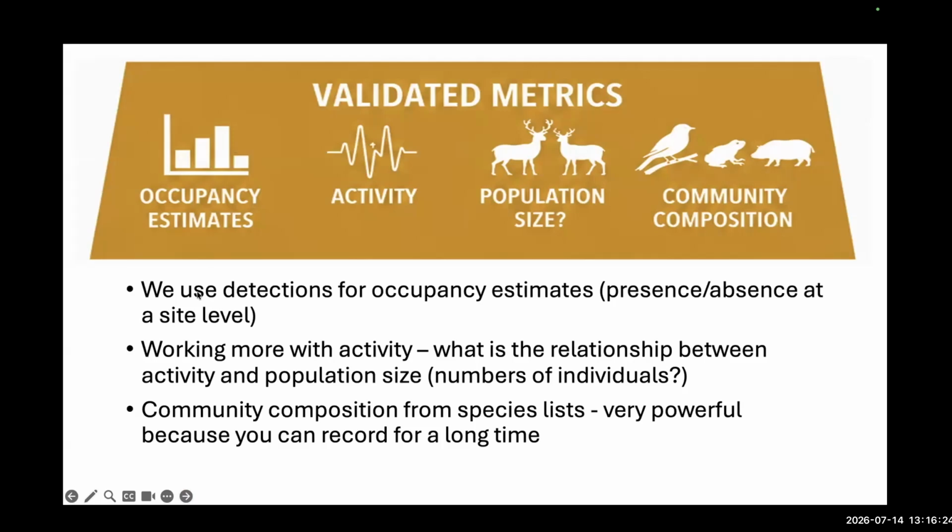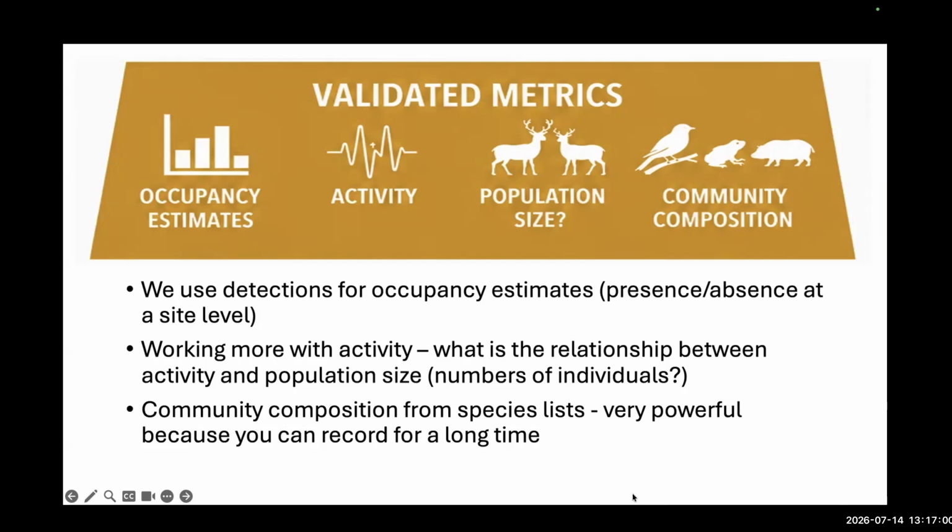Okay, so then we have our metrics that we're going to create. And so we use detections for occupancy estimates over here. So that's where we need high precision. That's presence absence at a site level. And now in my lab, we're working more with activity. So what's the relationship between activity and population size? If you have surveys that tell you population size, you can compare them with activity, and you can see if there's a relationship between activity and population size that might give you an index of numbers of individuals.